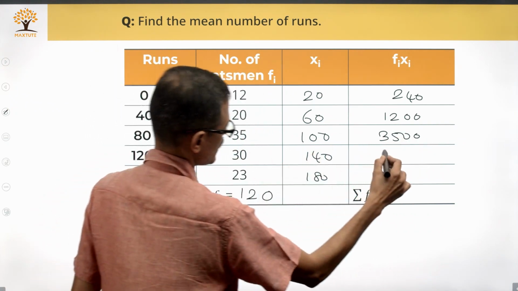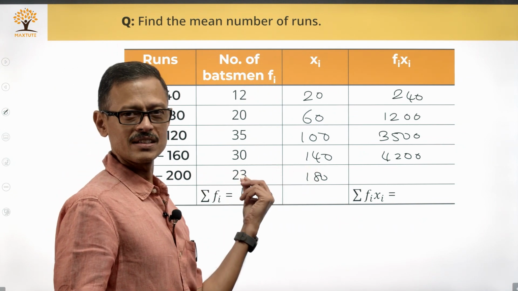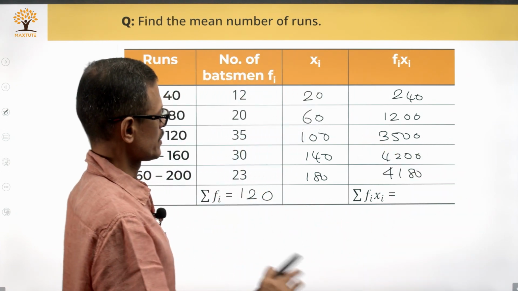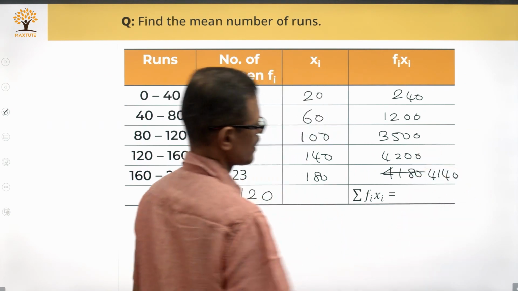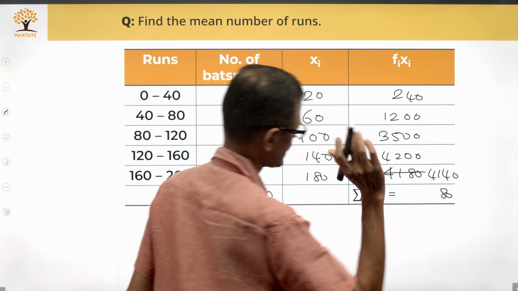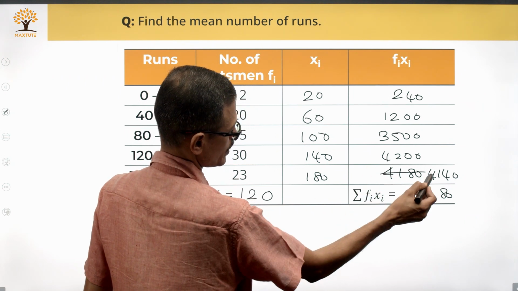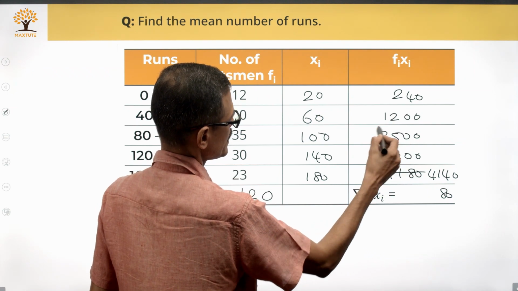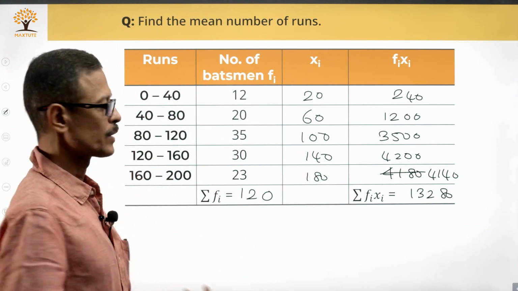This is 4200, 180 into 23, 180 into 20 is 3600 plus 540, which is 4140 is what we have. Let's add all of these things. First add the tens and the units. 40 plus 40, that gives us an 80, nothing to carry forward. Now, I am adding the hundreds and thousands. 41 plus 42 is 83. 83 plus 12 is 95. 130, 132 is what we have. So, sigma fi xi is equal to 13280.